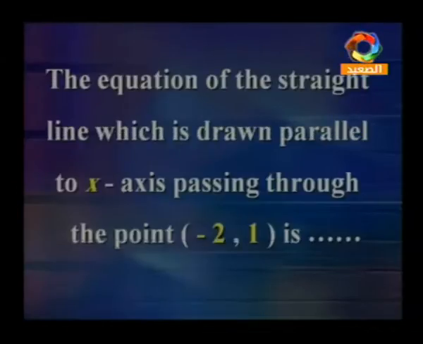Complete the equation of the straight line which is drawn parallel to the x-axis passing through the point (-2, 1). At the very beginning, you know that any straight line which is parallel to the x-axis is y equals what? So here in this case, we know that y equals 1, then the equation will be y equals 1.